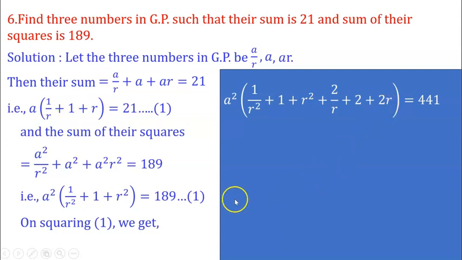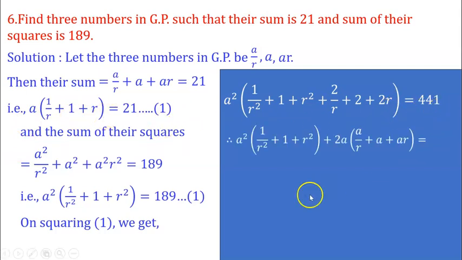The expansion, that is (a plus b plus c) whole squared, means what? a squared plus b squared plus c squared plus 2ab plus 2ac plus 2bc. Here 2 into 1 into r, then you will get 2r. The square of 21 is 441. Now next, split up this bracket into two brackets, that is a squared in bracket 1/r squared plus 1 plus r squared, bracket complete. Next, 2/r, 2 and 2r.